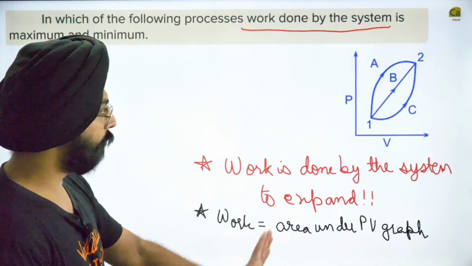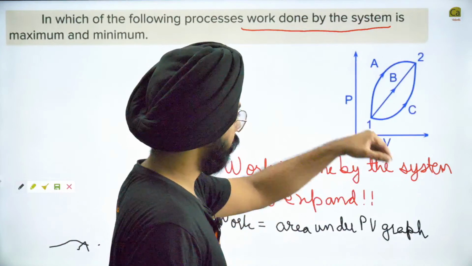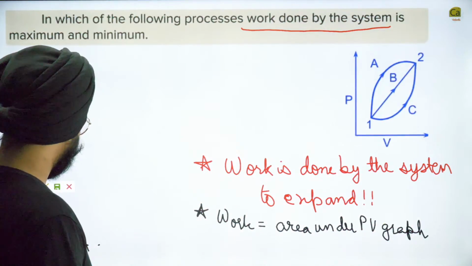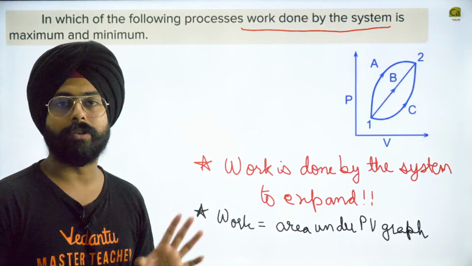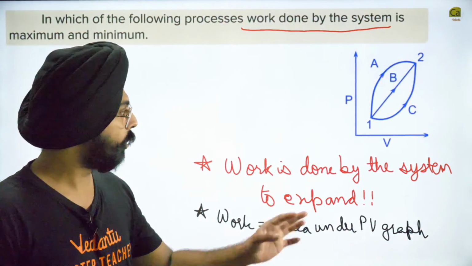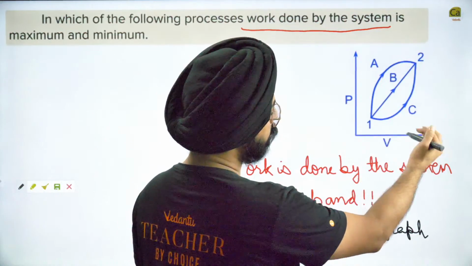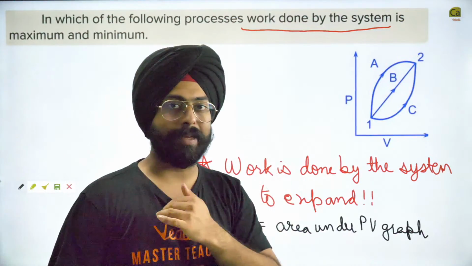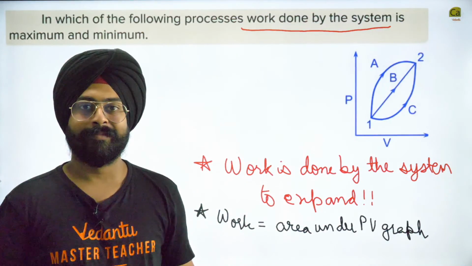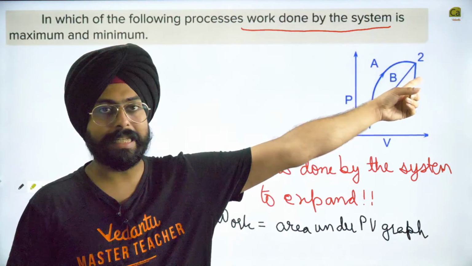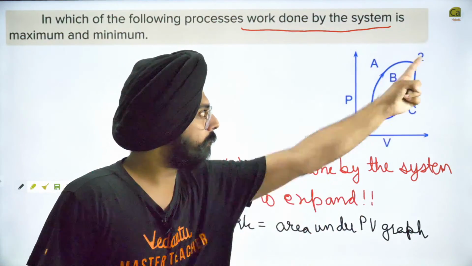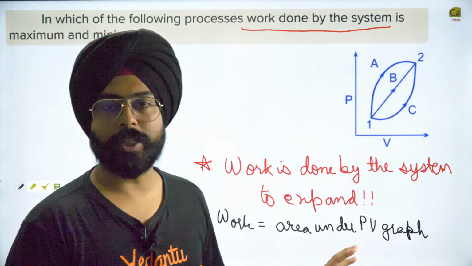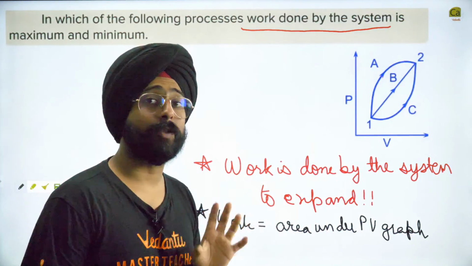Area under the PV graph, if P is on the y-axis, V is on the x-axis, then the area is the work done. So you have to use these two ideas in order to figure out the answer to this question. As simple as that. So my dear friends, what's happening is that all these processes, A, B and C, all of them are expansion. So in all of these cases, work is being done by the system. Can you see? Volume is increasing in all cases, volume increases in that direction. Yeah, so volume is increasing in all of these processes. All of these processes are processes of expansion.